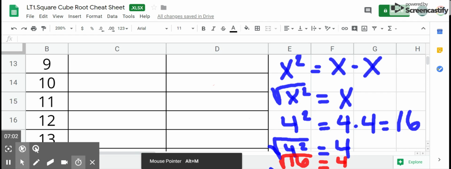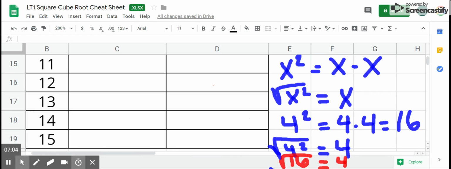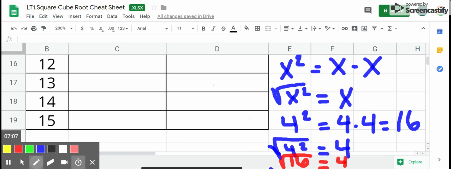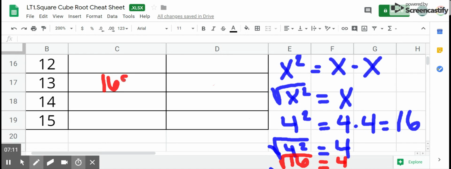Okay, moving on. Just have a few left. 13, 14, 15. Those are our last ones. 13 times 13 is 169. If we square root that, we get 13. Our next one, 14 times 14, which is 196. Take the square root of that, and that equals 14. And our last one is 15 times 15, which is 225. Square root of 225 is 15.